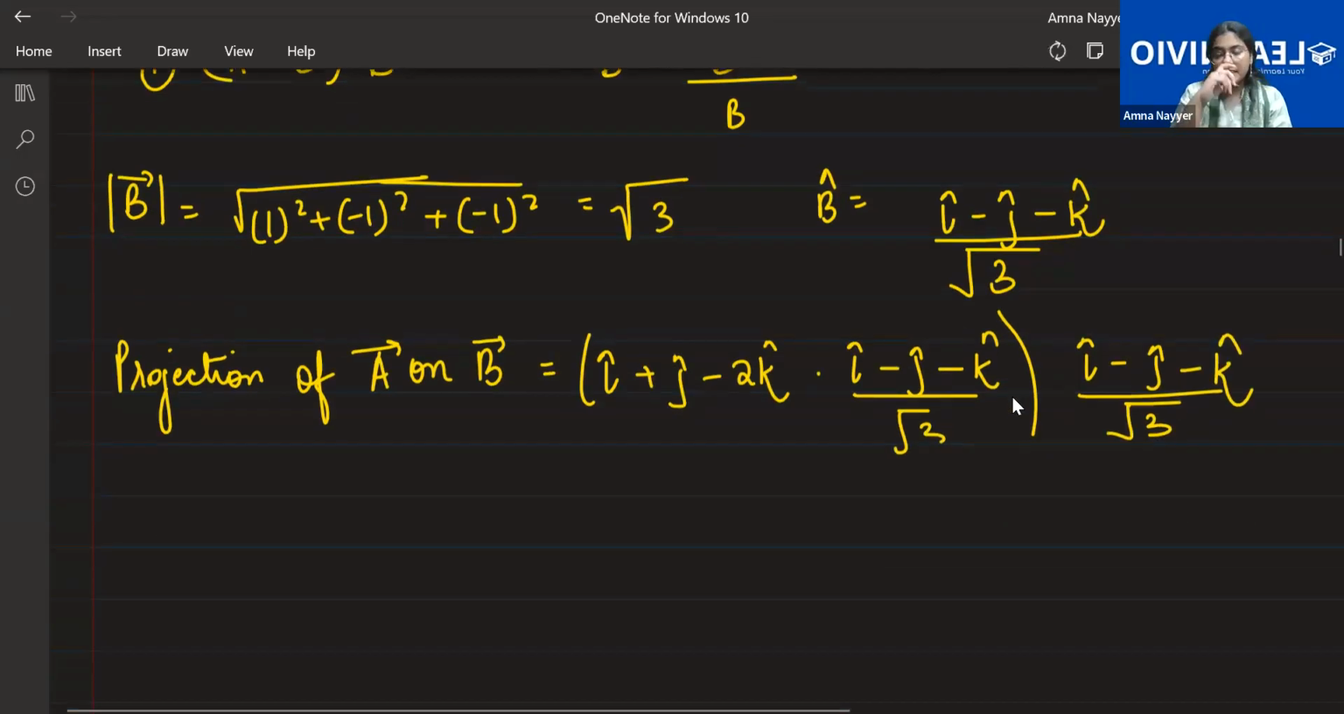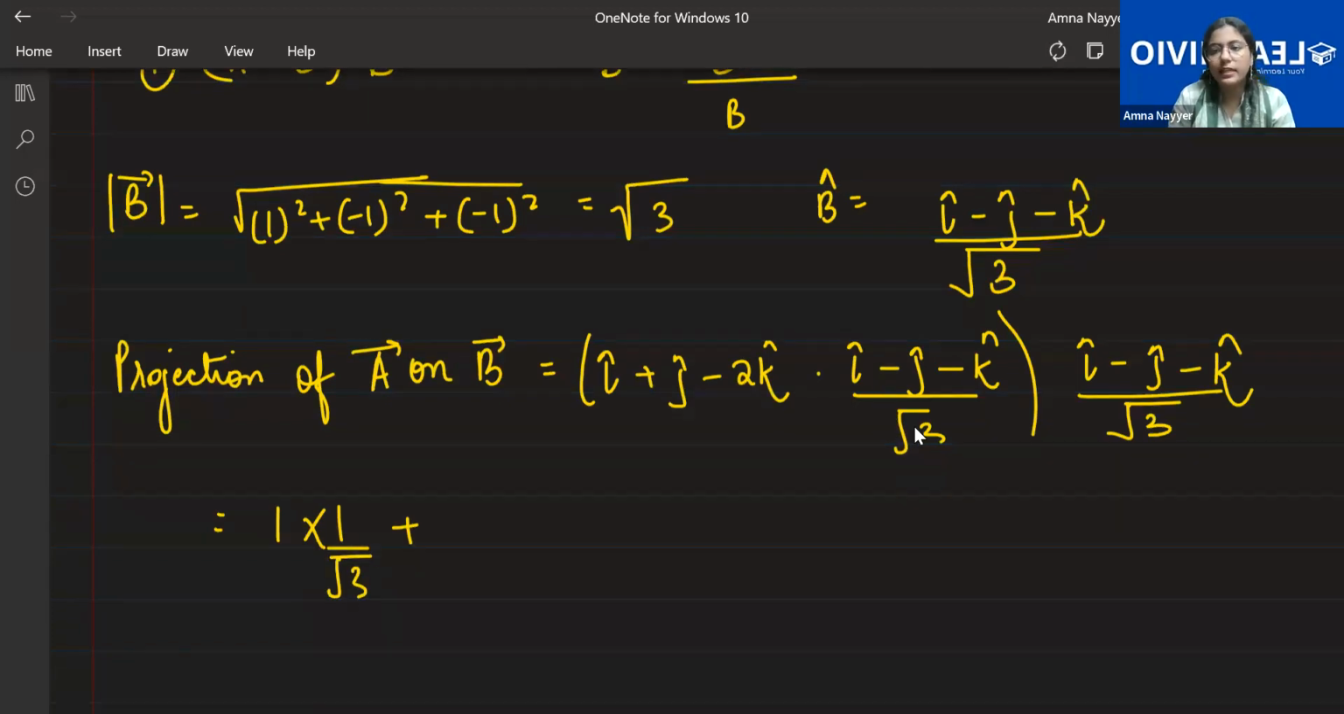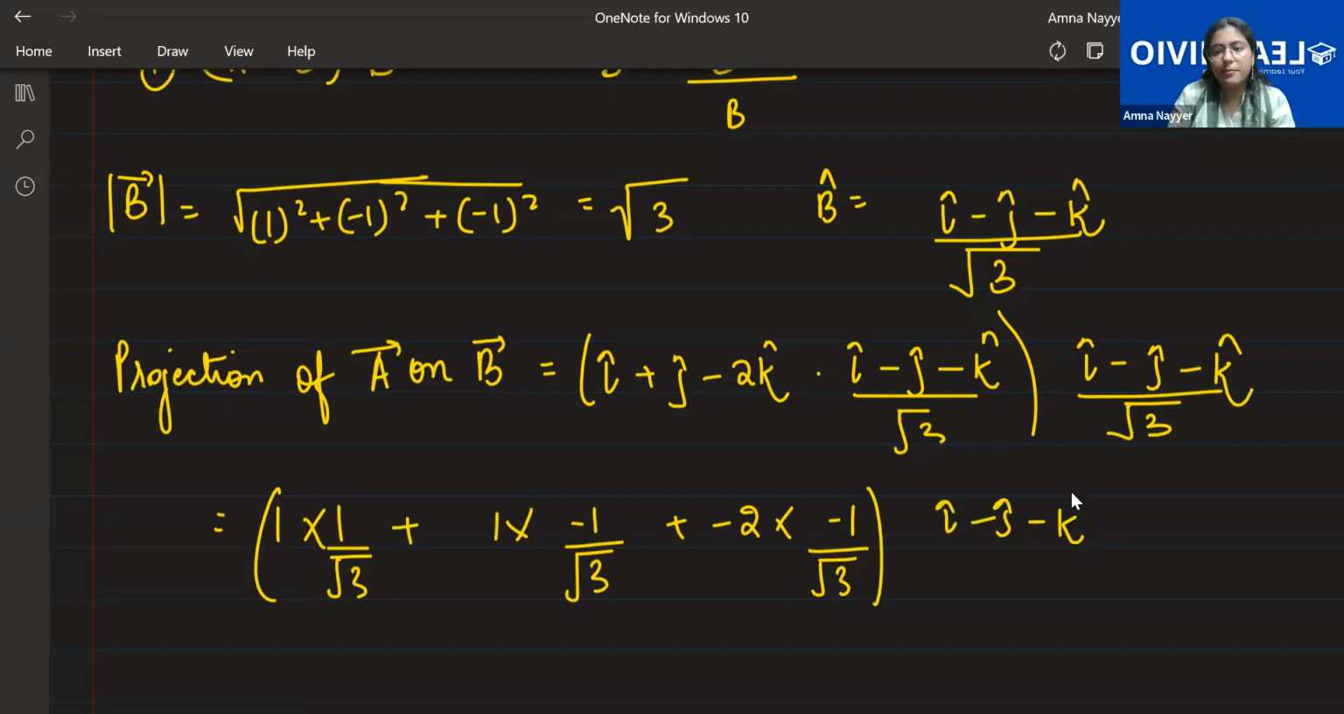So see, this is simply 1 into 1, plus 1 into, no, not 1 into 1. This root 3 is also there. 1 into 1 by root 3, right? This is 1 by root 3, the coefficient. Here it will be 1 into minus 1 by root 3. And this will be plus minus 2 into minus 1 by root 3. Multiplied to this whole term, I cap minus J cap minus K cap divided by root 3.